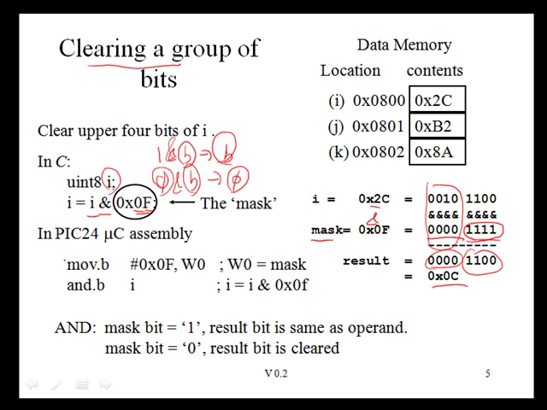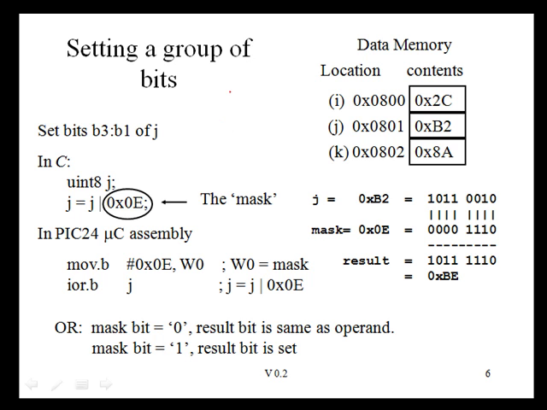To do this in PIC24 assembly language, I'm going to move the literal value 0F into W0. Then I can do this operation here, which is going to take the memory location, AND it with the working register, which is W0, and it's going to write the result back to I. The end result is that I is going to be equal to I ANDed with this literal value.